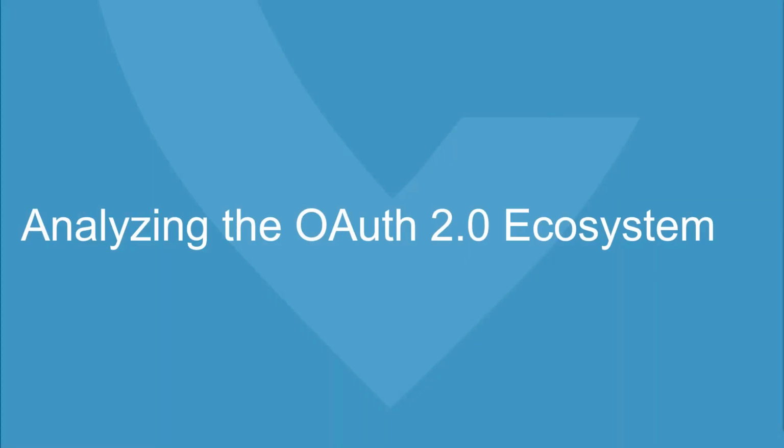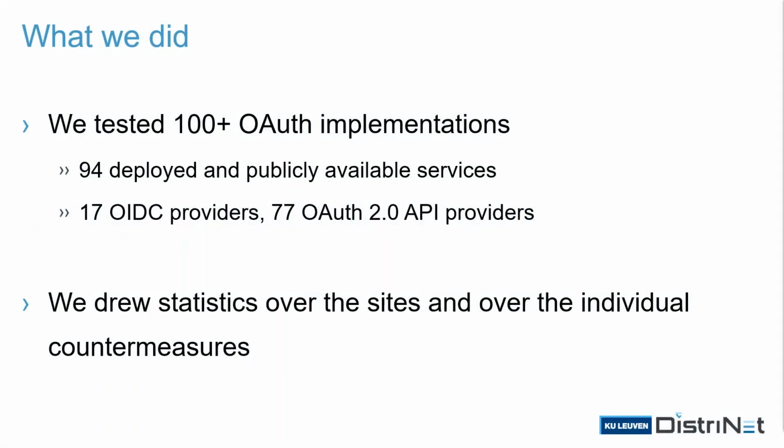Okay, that was actually everything I wanted to say about the tool itself. I'm now going to switch to the analysis we did of the OAuth ecosystem. So what we did is we used our tool to test over 100 OAuth implementations, 94 of which are public implementations that are fully configured and deployed. And of these 94 implementations, 17 were OpenID Connect providers, and the other 77 were just plain OAuth to authorize API access.